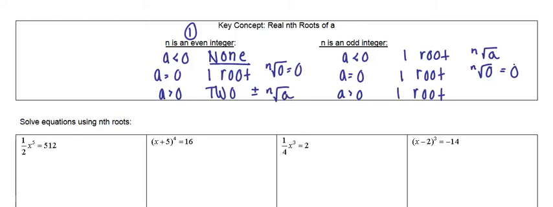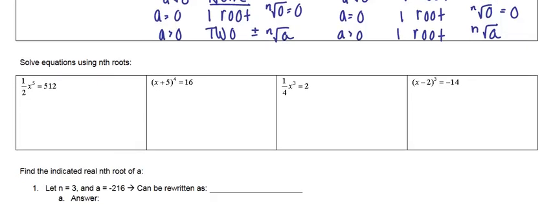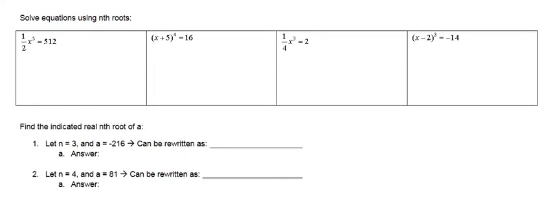For the first one, if a is less than 0, the root is going to be in the form of the nth root of a. If a is equal to 0, my root is going to be the nth root of 0, which does give me 0. And finally, if a is greater than 0, my root is going to be in the form of the nth root of a as well.